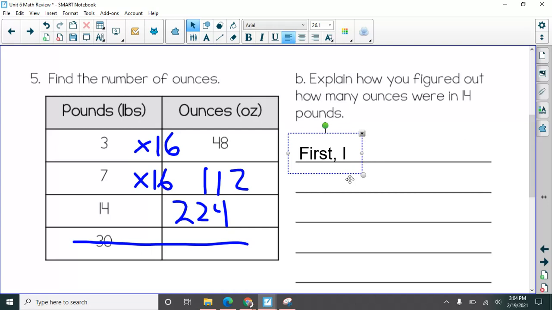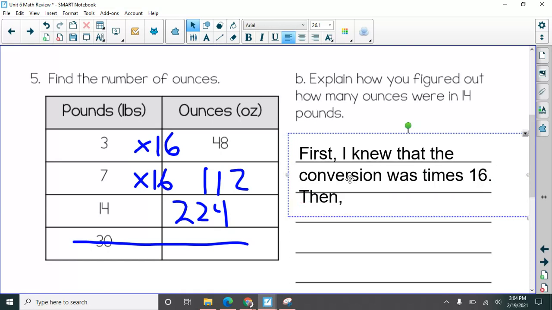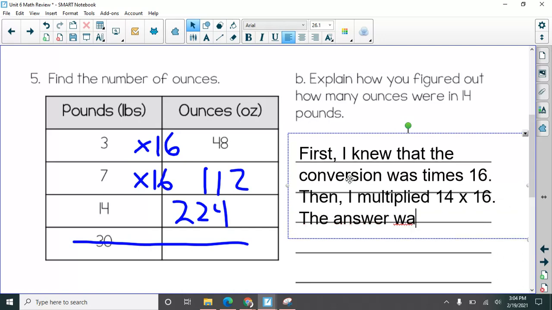First, I multiplied. Well, first I knew that the conversion was times 16. Then I multiplied, see my sequence words, multiplied 14 times 16. The answer was 224. Right?